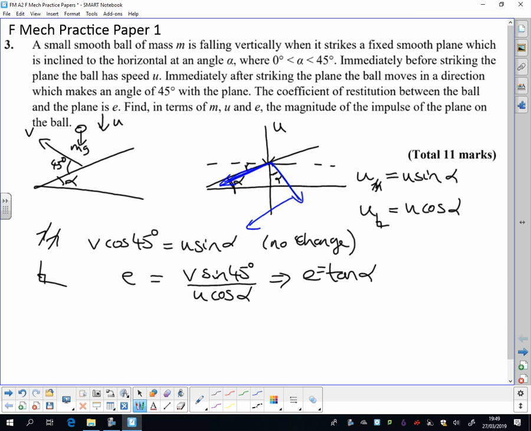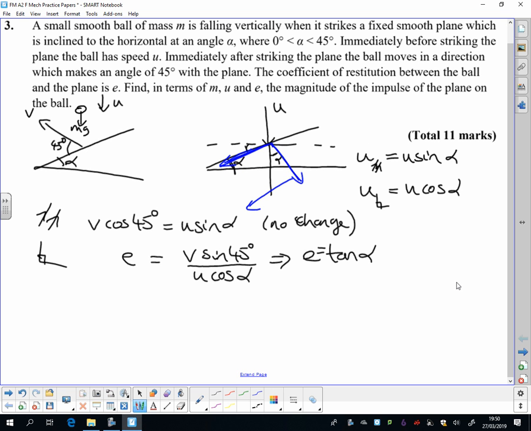So if I use my two equations to get sine alpha divided by cos alpha, we can see that's going to cancel out to give us E as tan alpha. So rearrange your two equations to get sine alpha, cos alpha, divide them, and get that E is tan alpha.